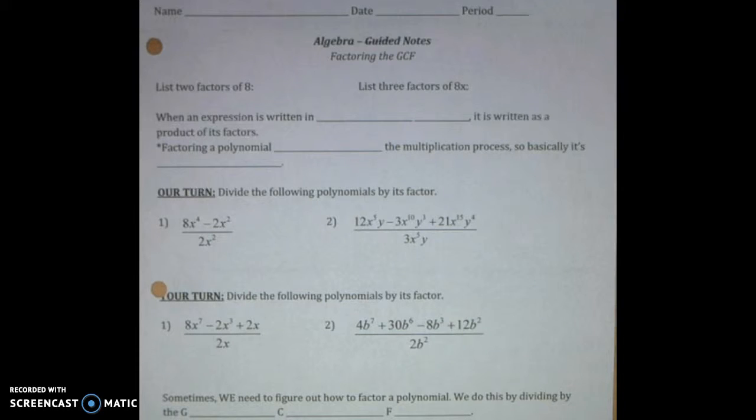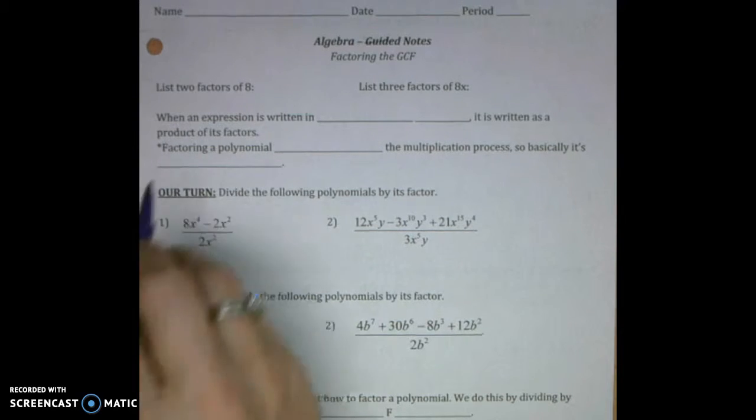Okay, today we're going to talk about factoring the greatest common factor. You've already done this. We're just going to practice some more today and get really good at it so that with our next lesson we can factor out a greatest common factor that has more than one term.